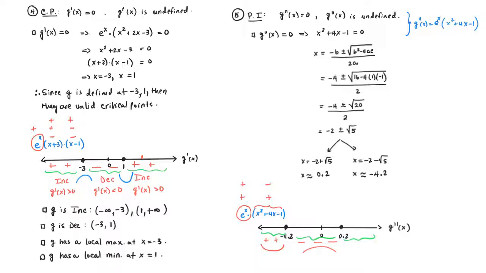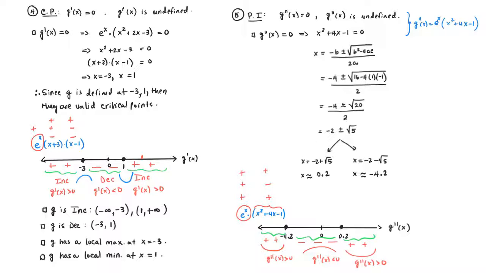And then when we go now and choose a test point like 1, we are going to have again positive for e to the x. 1 plus 4 minus 1 is going to be positive. A positive times a positive is a positive. So then this graph is going to be concave up in this interval. So here the second derivative of x is bigger than 0. The second derivative of x is less than 0. The second derivative of x is bigger than 0.